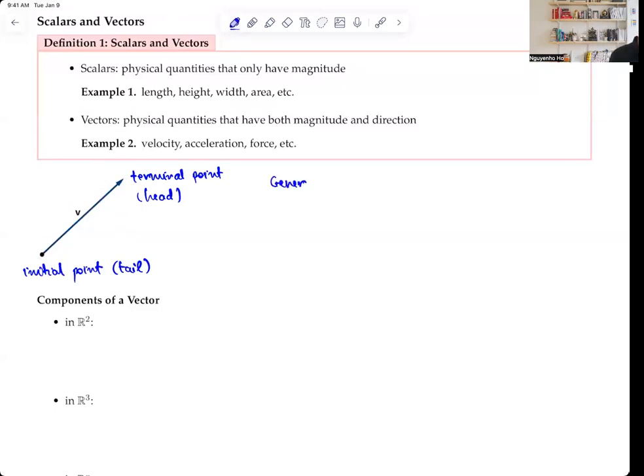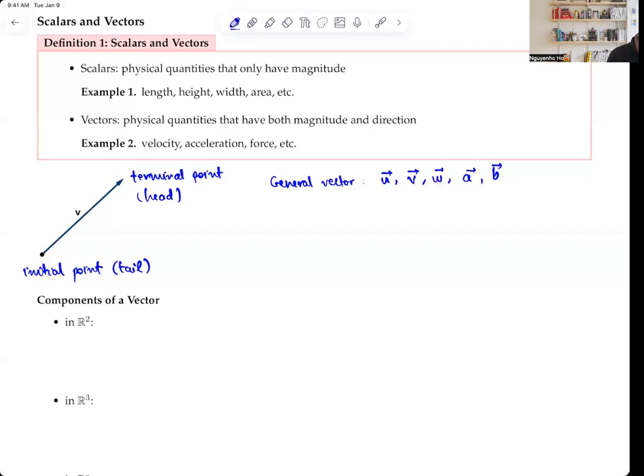For a general vector, we usually use the letters U, V, W, A, B to indicate vectors, with an arrow on top to indicate that there is a direction as well. Certainly you can use any letter, but by convention we usually use U, V, W, A, B, X, Y, and so on and so forth. So that's the general vector.